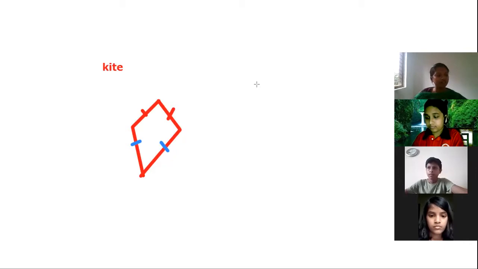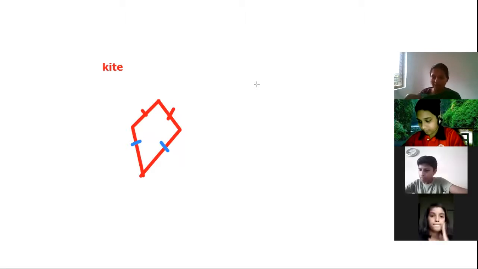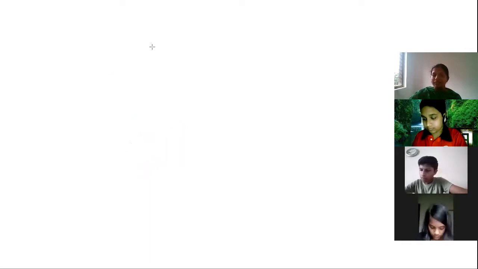Then shall we move to our next quadrilateral, that is parallelogram. We are discussing some kinds of quadrilaterals, and our first quadrilateral we have discussed is trapezium. Trapezium is a quadrilateral having one pair of opposite sides parallel. Another four-sided polygon is kite, which is also a quadrilateral having four sides and four angles, with the consecutive sides equal.